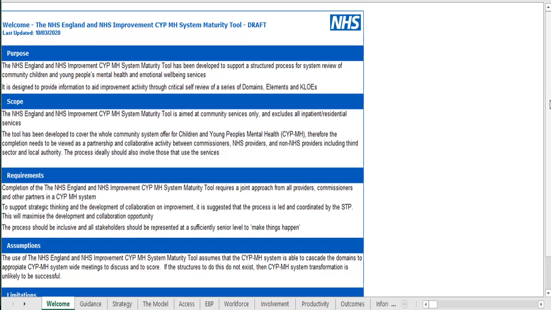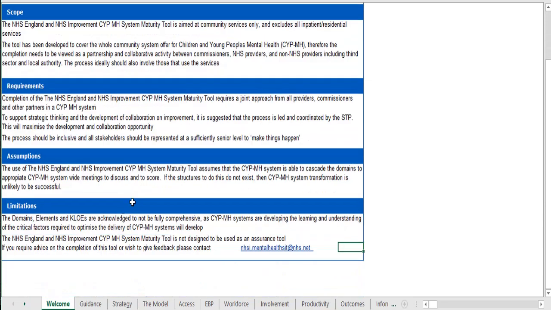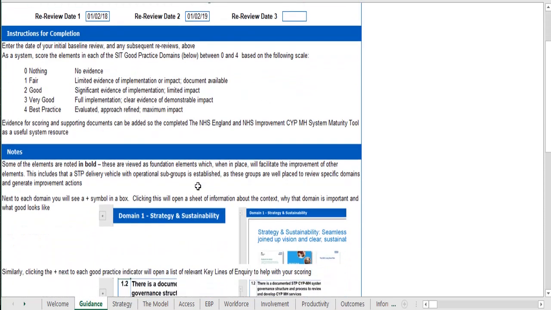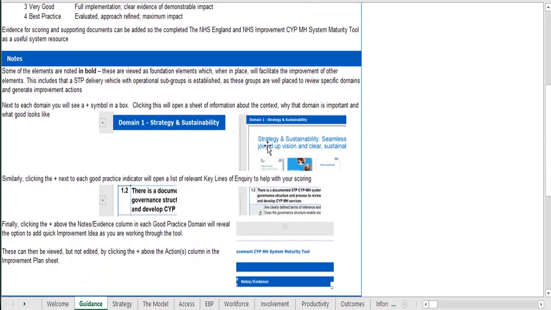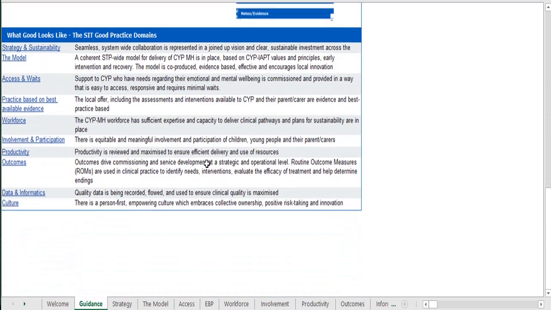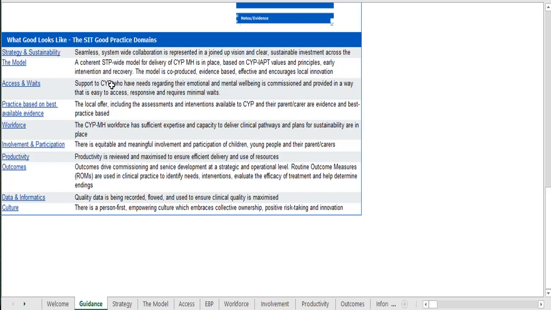So here we are within the System Maturity Tool, and you'll notice that these areas of purpose, scope, requirements, assumptions and limitations I've already talked through with you. The next sheet gives you some further guidance on how to complete the tool. Now I'm going to show you how to use this live, so we'll just notice this at the moment. So there's some instructions about scoring there, and then there's some detail about how you can find all the different layers within this tool. And again, I'm going to show you this live, but then you know that there's reference to that there. And then at the bottom of this sheet is also the 10 domains that we've already talked through.